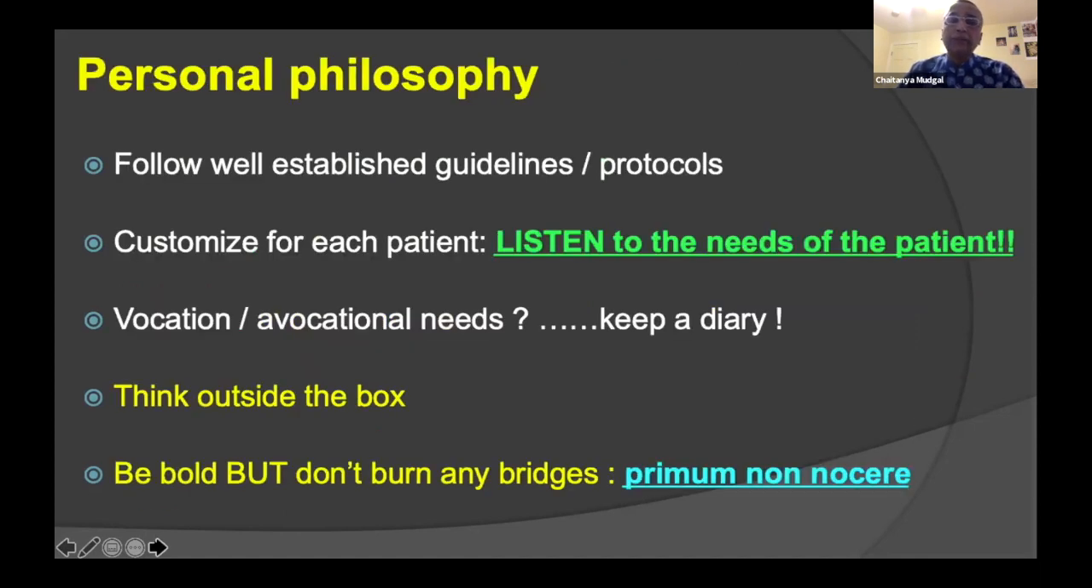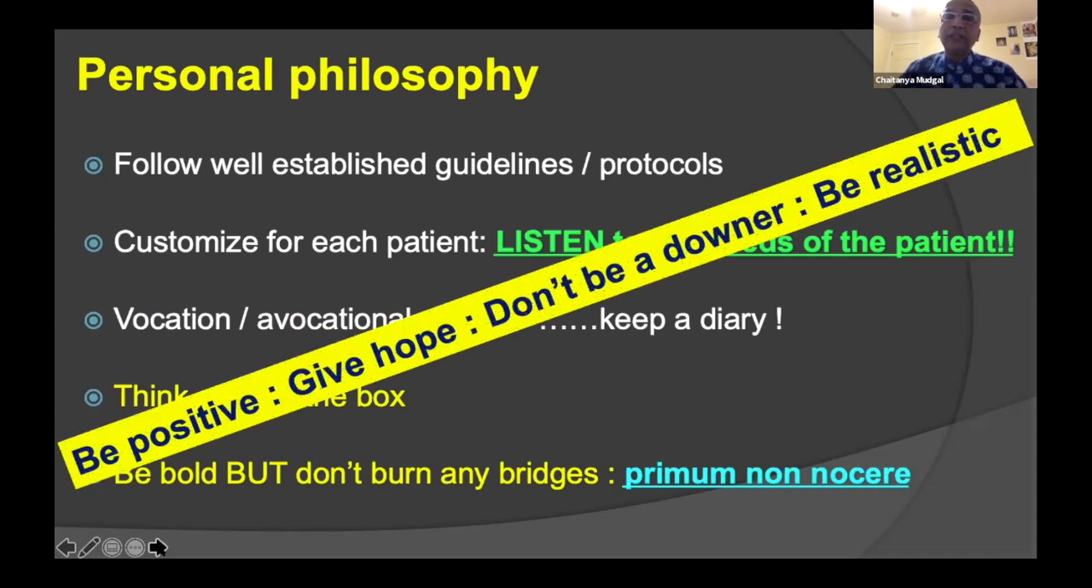My personal philosophy is simple. You follow well-established guidelines and follow well-established protocols. But you must customize to the needs of each patient. And for that, you've got to listen. Ask them what they want and see if that's realistic. You look at what their vocational needs are, look at what their avocational needs are, have them keep a diary, like I said before. Be prepared to think outside the box and be bold, but don't burn any bridges.